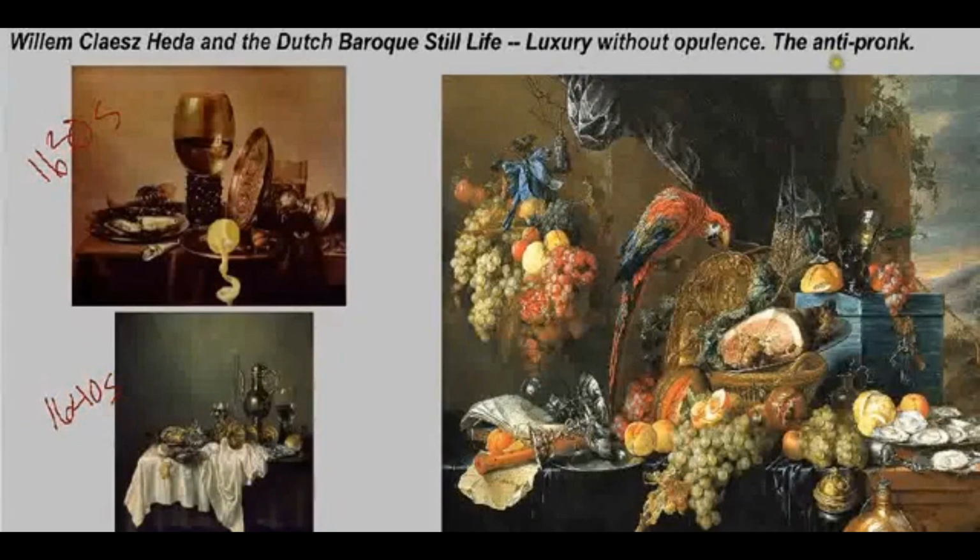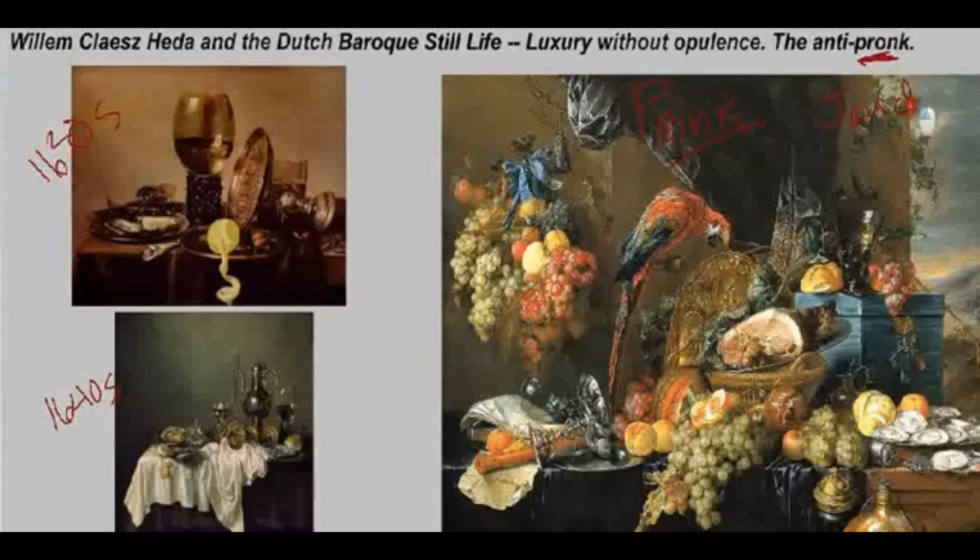Now, before we move on and take a close look at his still life, I want to take this opportunity to review, right? I call this Luxury Without Opulence, the anti-Pronk. And hopefully that's ringing some bells. Now, what is a Pronk? This painting on the right is a good example of a Pronk still life. And you might recall that this painting is a still life by the artist Jan de Heem.